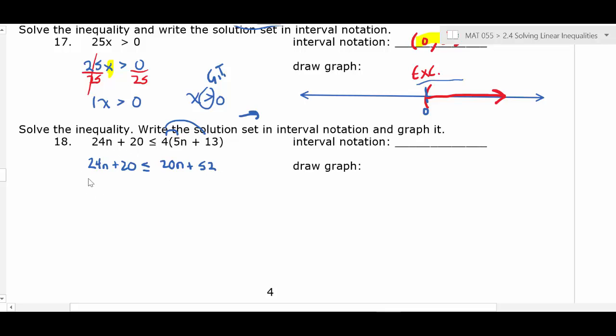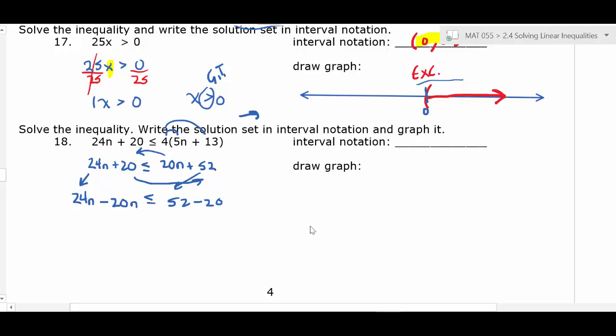I'm going to keep the 24n where it is, just write it down. And then this 20n needs to move over here. So you're going to subtract 20n from both sides. To do that, bring the less than or equal to down, bring the 52 down, and then you can move the 20 over there. So you're subtracting 20 from both sides. So you can write that like that.